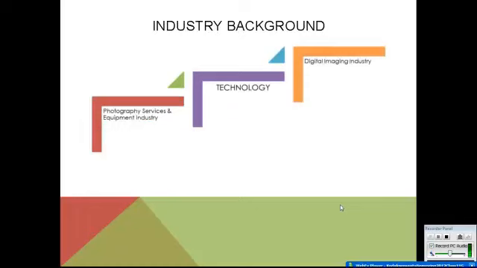Next, we will discuss the industry background. Before the boom in technology, the industry could be described as the photography services equipment industry. The focus has now shifted within the industry, causing it to stay in transition to keep up with the changing demand in technology. Due to this change, the industry can now be described as the digital imaging industry. The shift has caused the industry to offer products and services that make the process of capturing and processing digital images convenient and effortless.